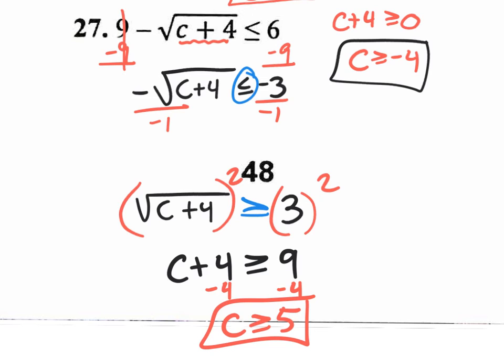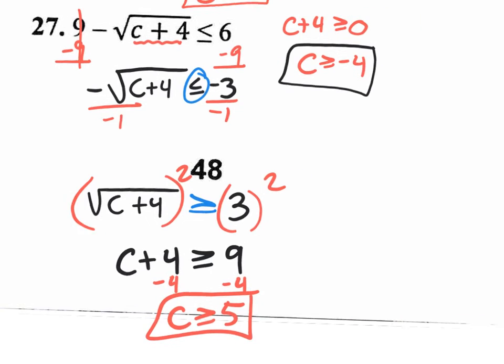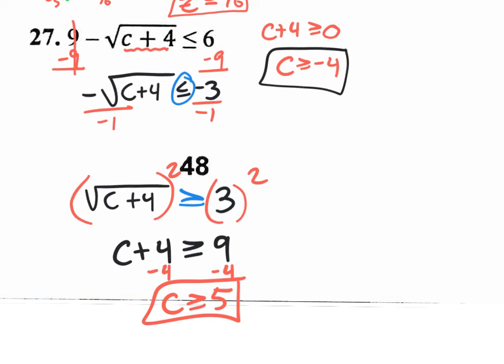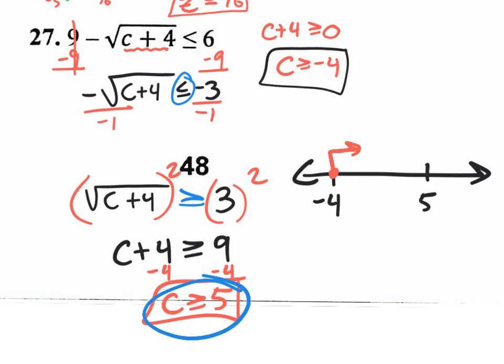Now, when we think of the area of answers, because we still need a test, just in case we end up with no solution like that other one, here's our number line. We have negative 4 over here, and we have positive 5 over here. When I look at this one, c is greater than or equal to negative 4, greater than or equal to is to the right. And when I look at this one, c is greater than or equal to 5, it's also to the right.